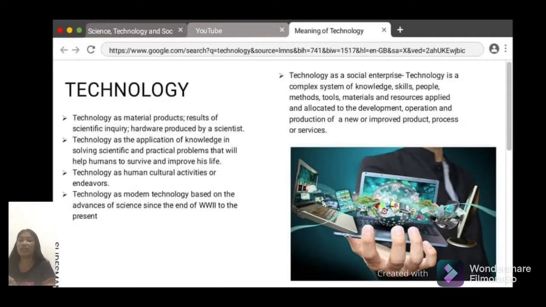So, we can say na technology is a human attempt to change the world. Because nga, di ba, sa ngayon, technology was upgrading for us to mas mapadali yung lahat ng activities natin.